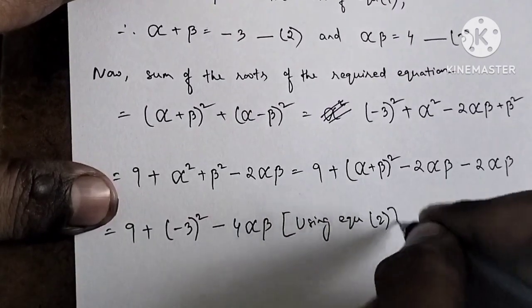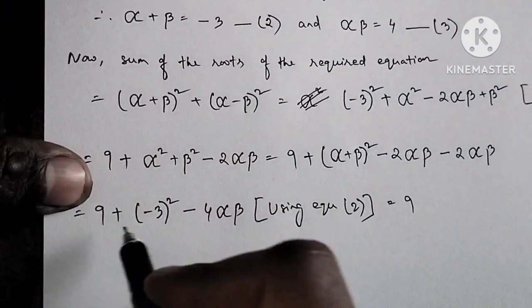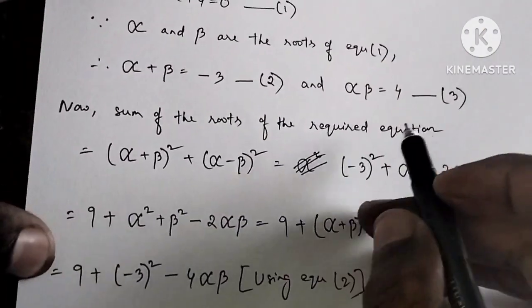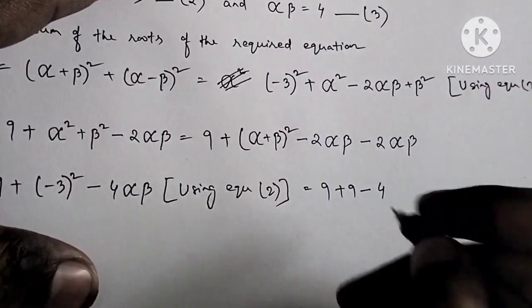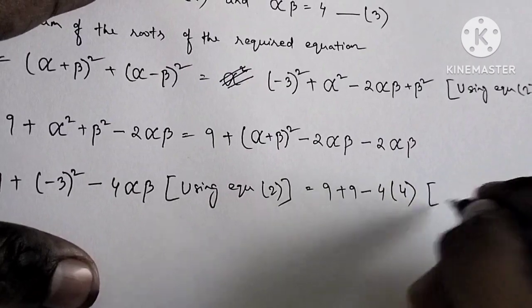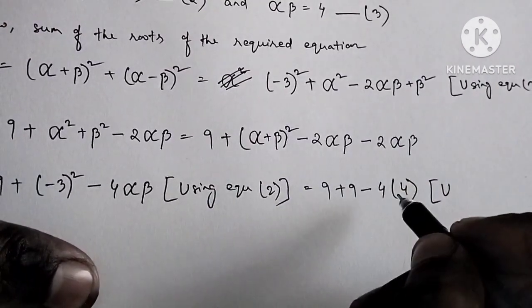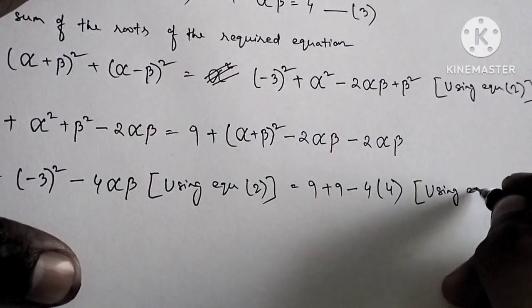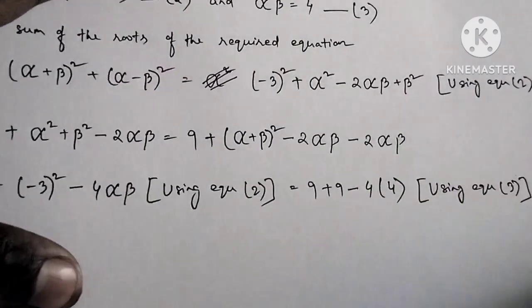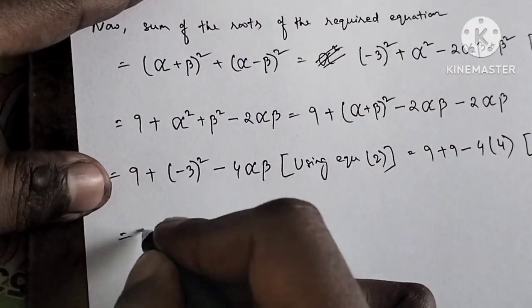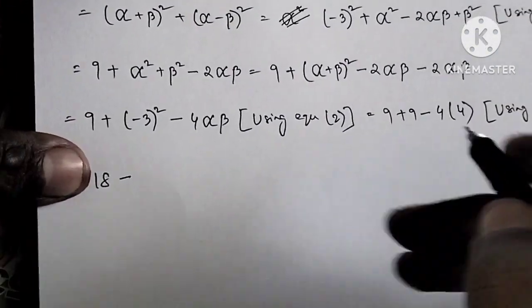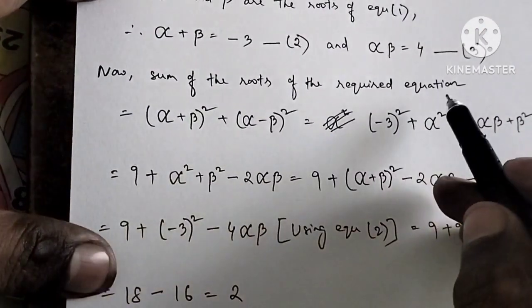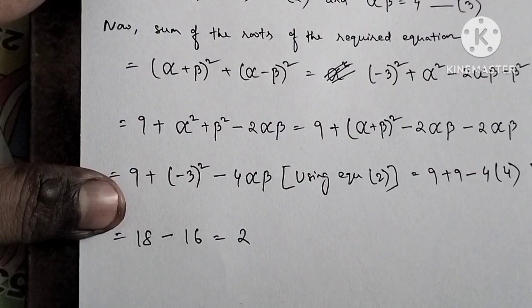Again you have to write using equation 2. So 9 plus 9 minus 4, alpha beta is 4, so minus 4 into 4, and here you have to write using equation 3, because this 4 value you got using equation 3. So it will be 18 minus 4 into 4 is 16, that is 2. So the sum of the roots of the required equation is 2.